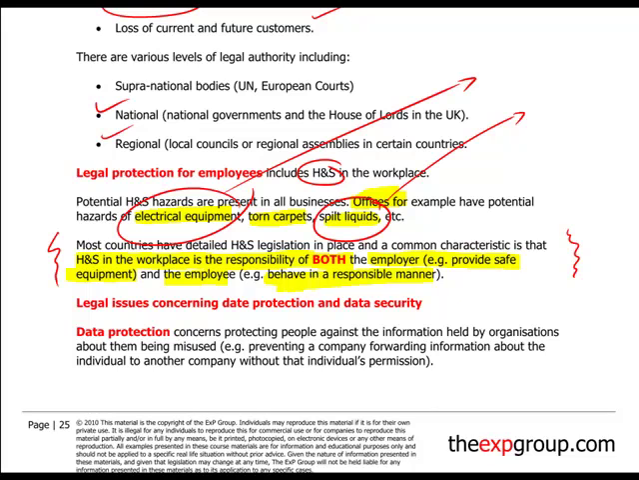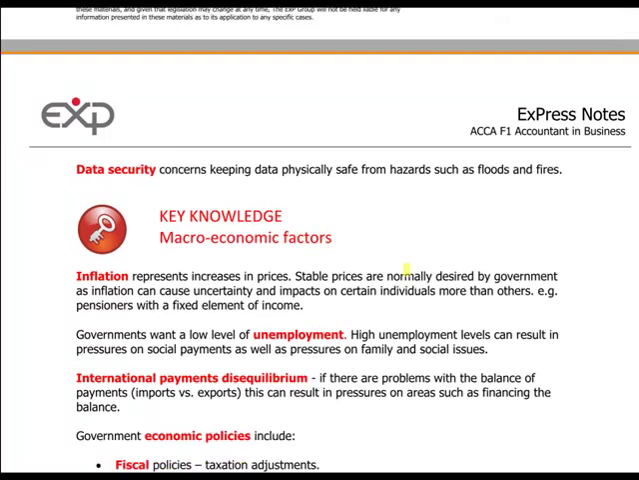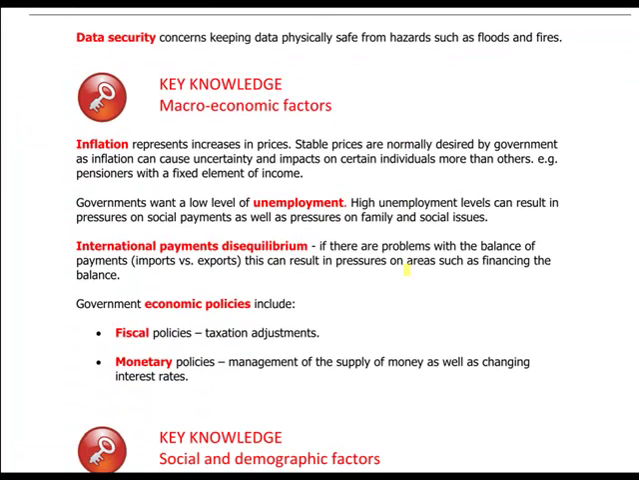Moving on to page 26 and looking at some of the key knowledge required in terms of macroeconomic factors. A couple of things we should look at: first of all inflation, then the concept of unemployment, and then international payments disequilibrium.